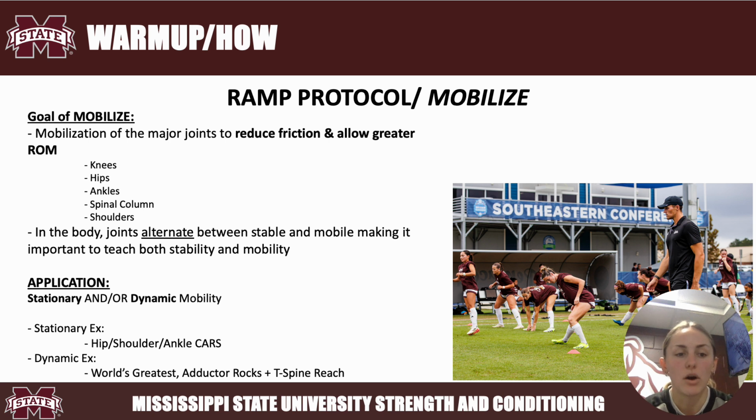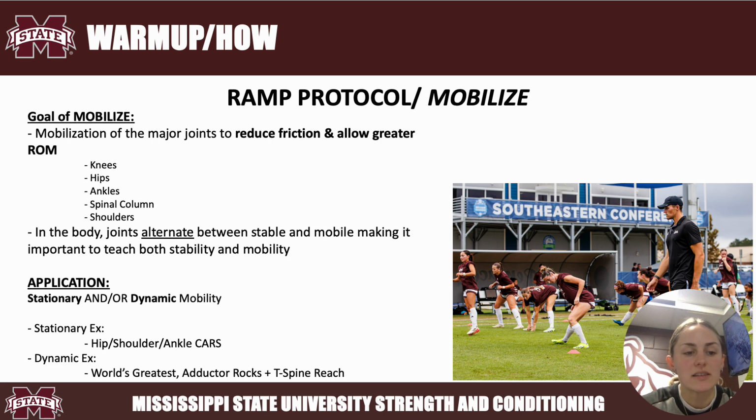Moving on to mobilize. So the goal here is mobilization of the major joints, and that's going to reduce friction and allow greater range of motion. So the knees, hips, ankles, spinal column, shoulders, all really important in mobilization, but also stability, and we'll get a little bit more into detail on that in the next slide. But joints alternate between stable and mobile, making it important to teach both stability and mobility.